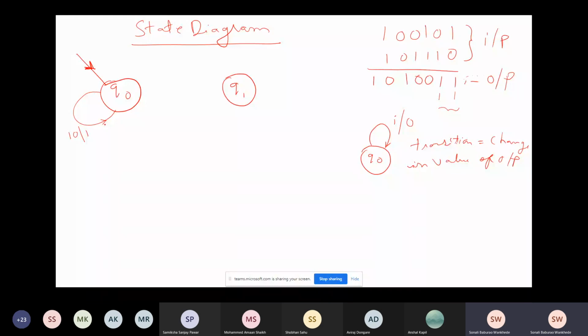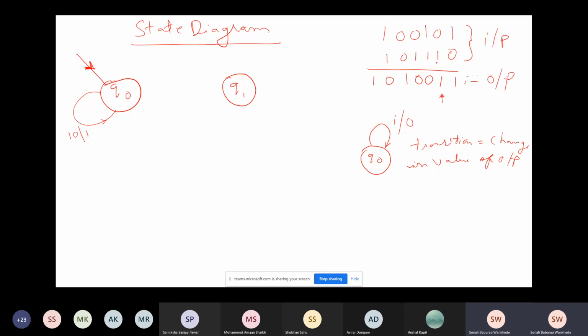Now check another one. Another input is 0, 1. Next, we change our location pointer. We were in this location, and now we have changed our position and moved to this pointer, shifted from here till here. Now check the two inputs, 0, 1.